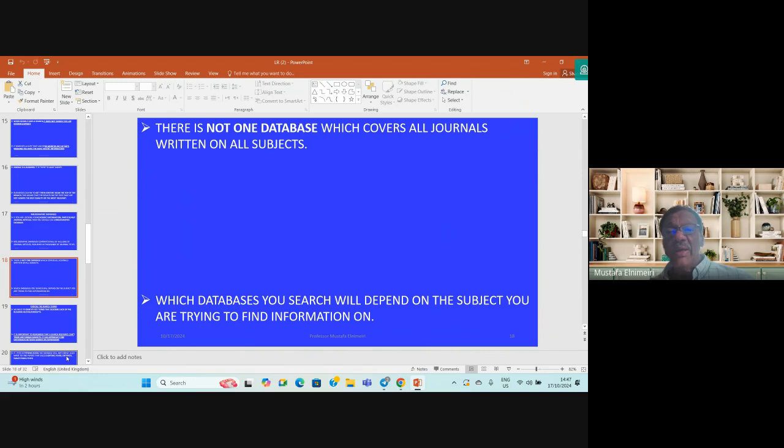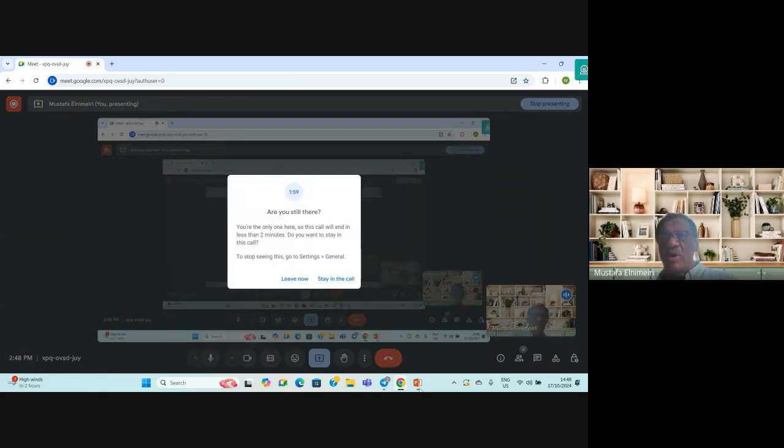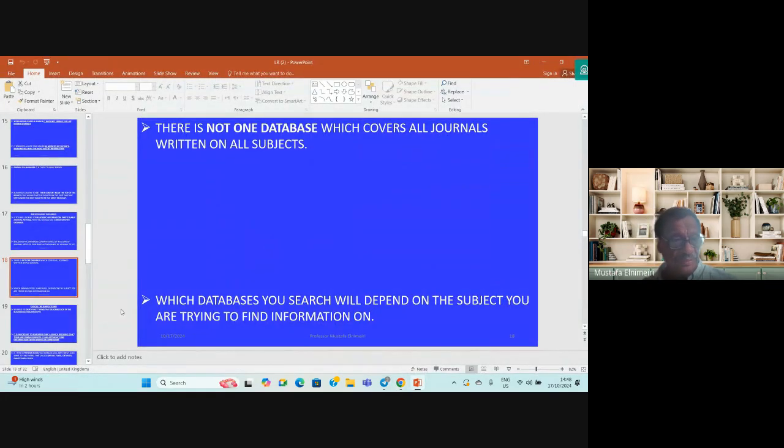There is not one database which covers all journals published on all subjects. So which database you search will depend on the subject you are trying to find information about. If you are trying to find something about pharmacological and therapeutic practices, then you have to go for a database that is specialized in pharmacology and therapeutics. For example, in clinical trials, you have to search for a bibliography database that can be of much help in your search.